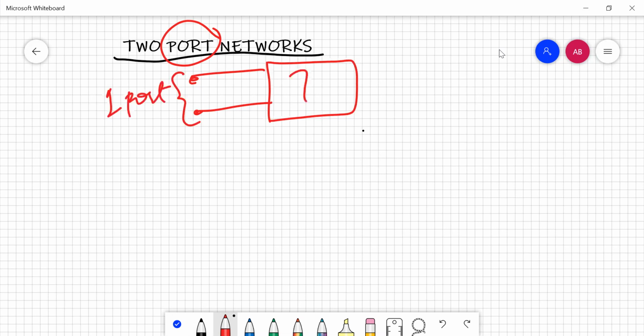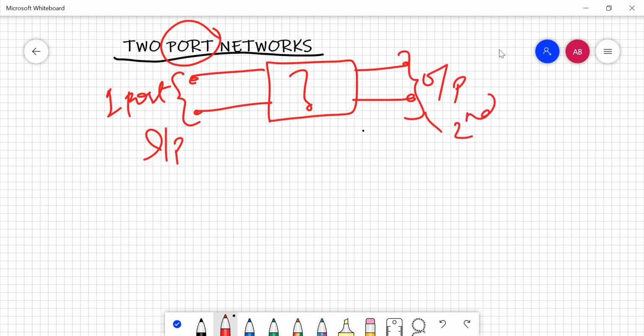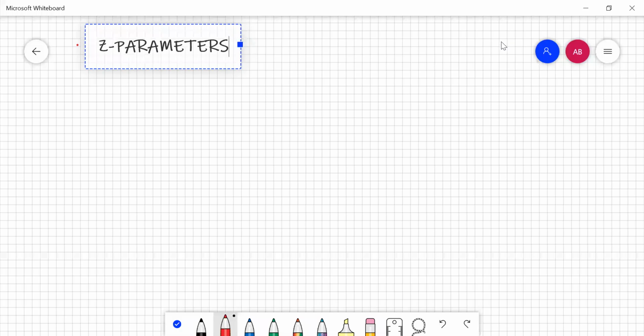So if any circuit is having two pairs of terminals, one for the input and one for the output, then such type of terminals will be called a two-port network. So today we are going to discuss the various parameters that are used to define the two-port networks. In these parameters, we are firstly going to define the Z parameters.